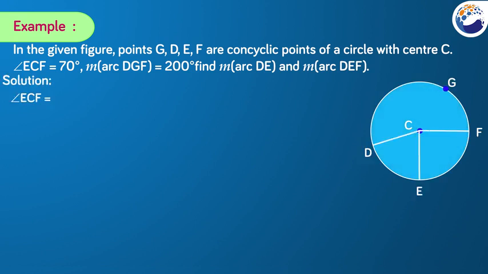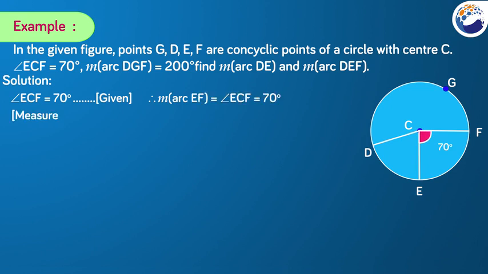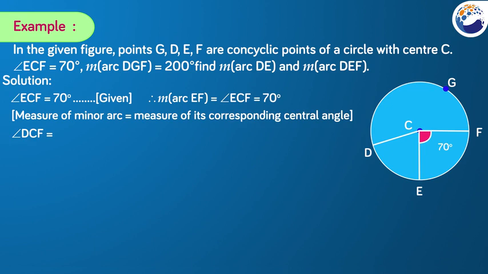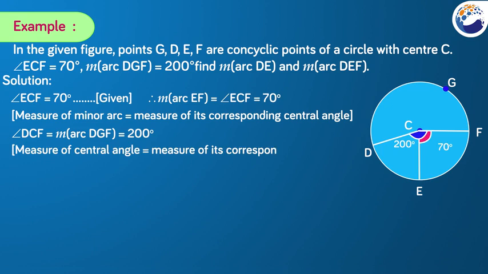Solution. Angle ECF is equal to 70 degrees. Given, measure of arc EF is equal to angle ECF, which is equal to 70 degrees, since the measure of a minor arc is equal to the measure of its corresponding central angle. Angle DCF is equal to measure of arc DGF, which is equal to 200 degrees, since the measure of a central angle is equal to the measure of its corresponding arc.